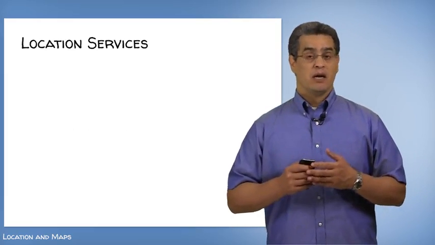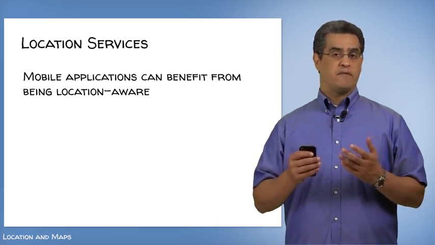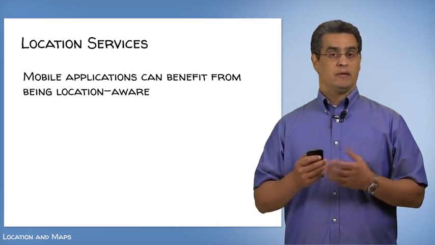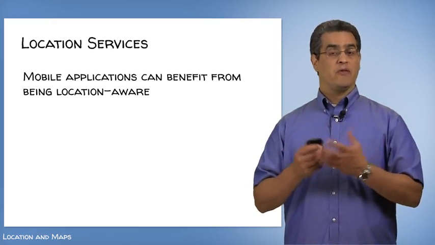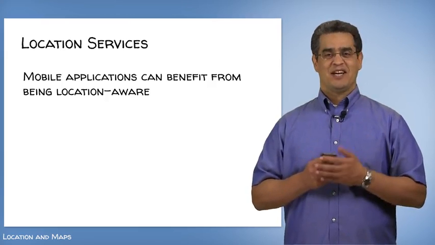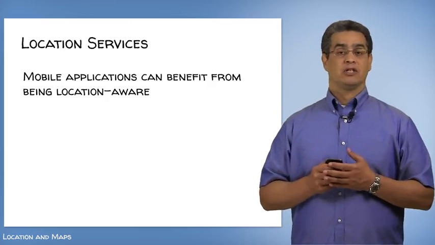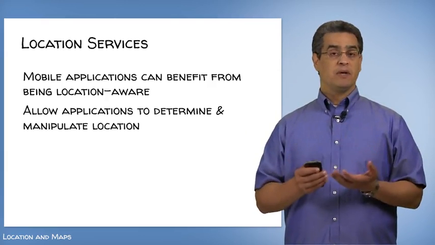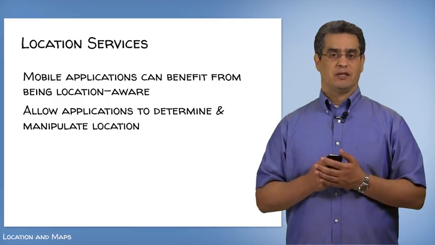So generally speaking, mobile applications can benefit from being location aware. That is, knowing where they and other things are at a particular moment in time. And so Android allows applications to determine and manipulate location information.